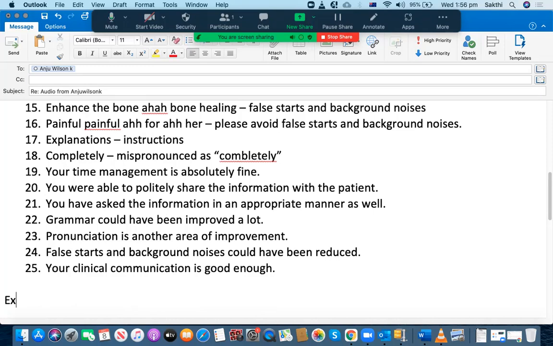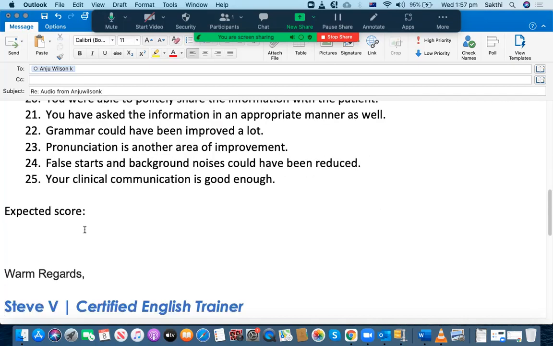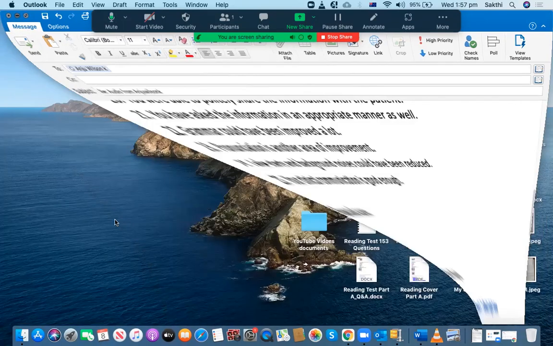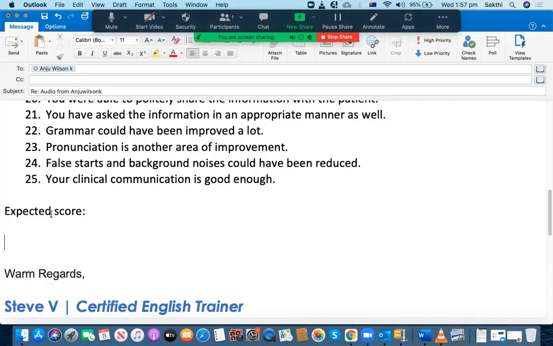All right, expected score. Let me go through the role play card once again, and then I should be able to give you the score for this one. Yep. So you have done that. You are able to complete all the bullet points, and I'm pretty confident in that because I can see from the audio file.